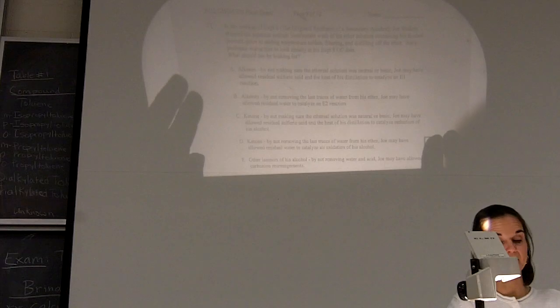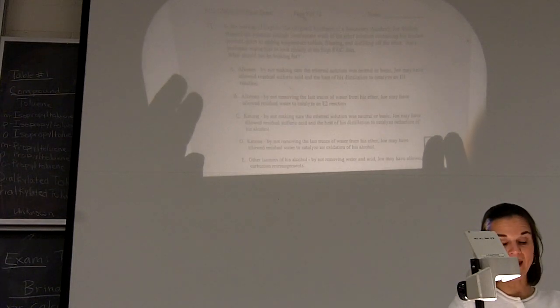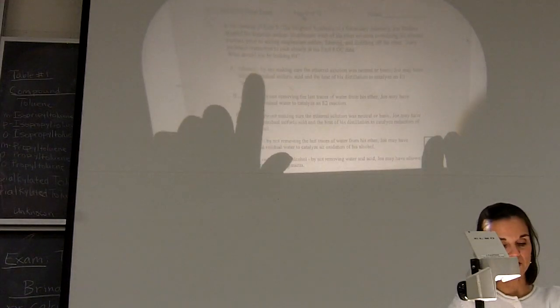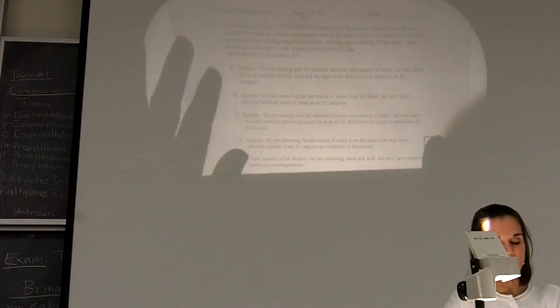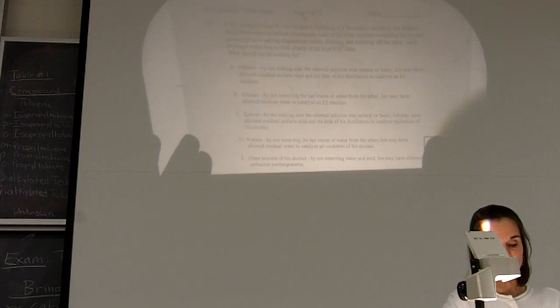What do you think? That actually is the answer, A, because that E1 reaction would then lead to formation of the alkenes. Alkenes, so why are the others not true? For B, alkenes, by not removing the last traces of water from his ether, Joe may have allowed residual water to catalyze an E2 reaction. Was that going to happen? No.